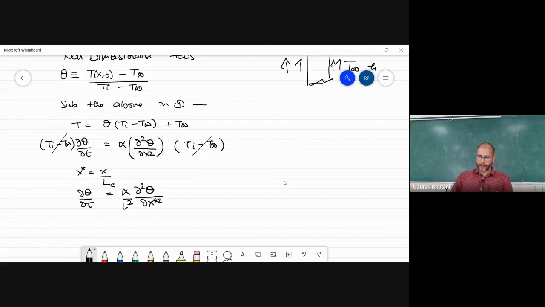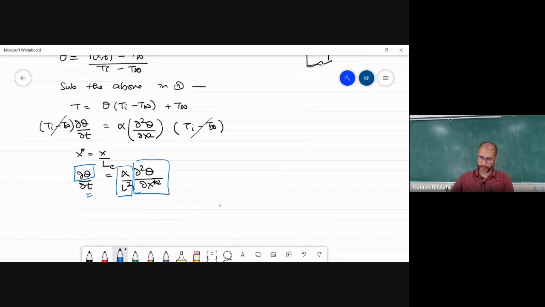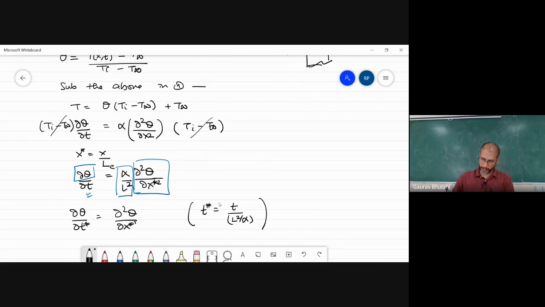Okay. So what ultimately now we have is, now you know that this term has no dimension. This term has no dimension. So this term has to have a dimension of 1 by t to balance this t that we have on the left-hand side. Okay, so what that does is it helps us define a non-dimensional time T star, which is T divided by L squared by alpha. So now we have an equation which is del theta by del T star is equal to del 2 theta by del X star square.